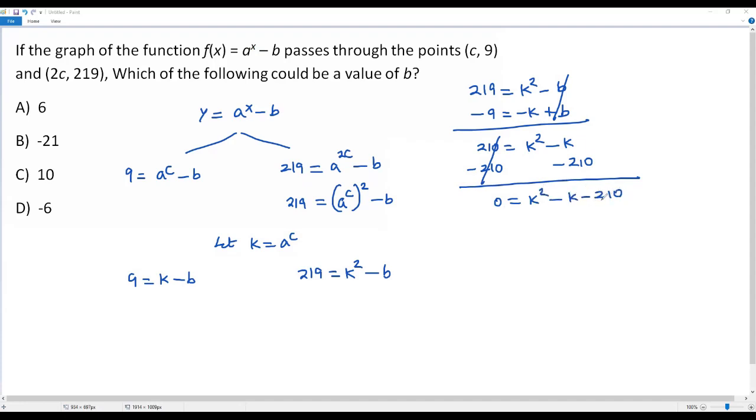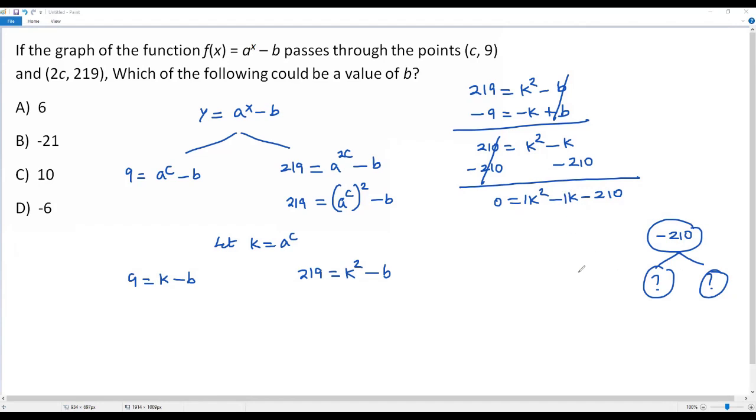Okay, now we can solve this quadratic equation using Desmos, or we can solve it by factoring. Here I'm going to solve it by factoring. To solve the quadratic equation by factoring, we have to multiply the constant term by the coefficient of k squared. In this case, it's 1. When I multiply this negative 210, the constant, by this 1, I am getting negative 210. Now I have to get two factors so that the product of the two factors equals negative 210 and the sum of the two factors equals the coefficient of k.